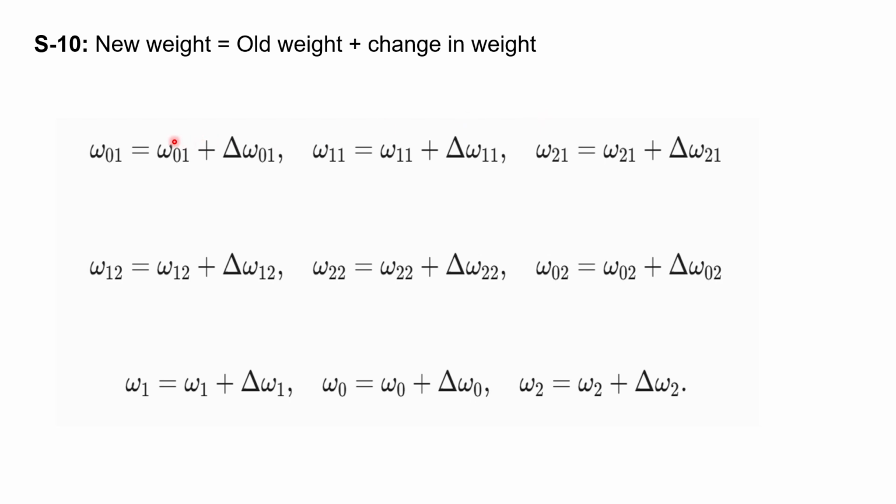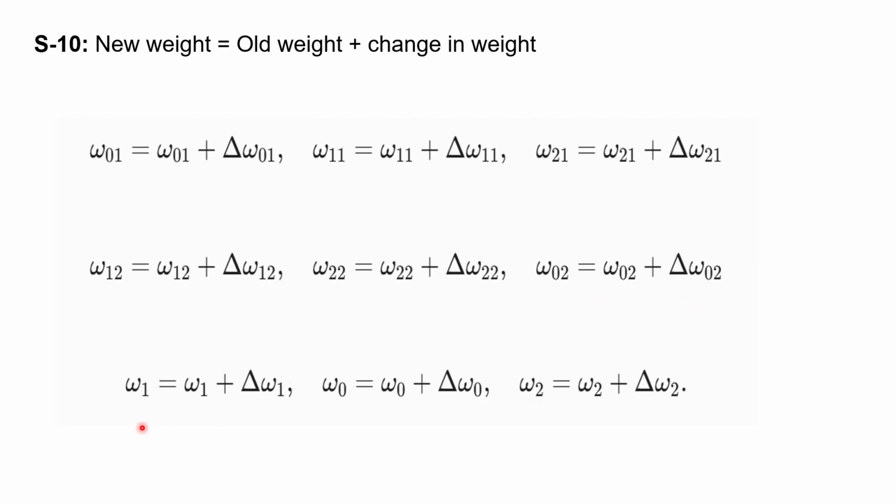The new weights are computed by using the formula new weight equal to old weight plus change in weight. The formulas for calculating the new weights are W01 equal to W01 plus del W01. W11 is equal to W11 plus del W11. W21 equal to W21 plus del W21. Similarly, W12 is equal to W12 plus del W12. W22 equal to W22 plus del W22. W02 equal to W02 plus del W02.